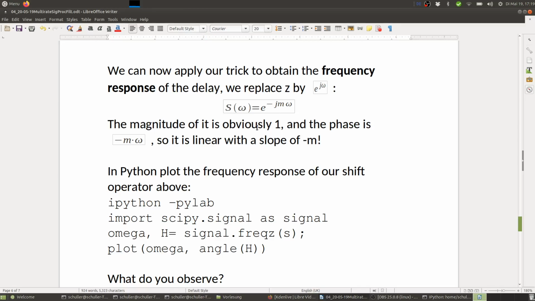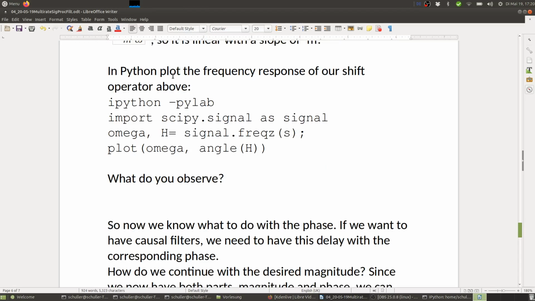The magnitude of it is obviously 1, because the magnitude of e to the j something is always 1. And the phase is now what's behind the j, right? The phase is minus m omega. So it is linear in omega with a slope of minus m. This is now a function of omega, the phase, and it has this slope, minus m. And this minus m is constant. So we have a linear function, and that's why it's called a linear phase.